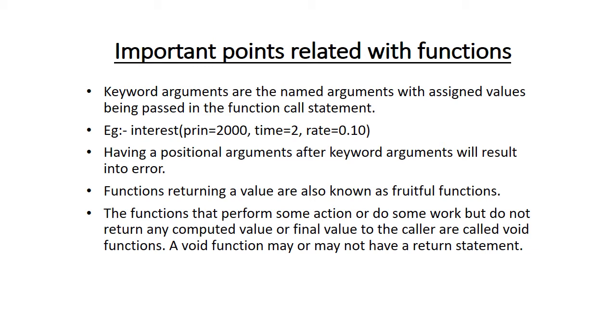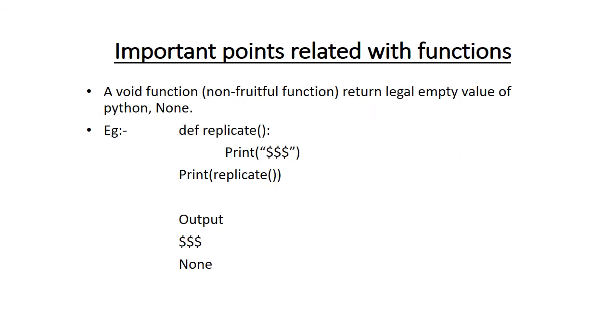Functions returning a value are also known as fruitful functions. The functions that perform some action or do some work but do not return any computed value or final value to the caller are called void functions. A void function may or may not have a return statement. A void function, otherwise known as a non-fruitful function, returns the legal empty value of Python, that is None.